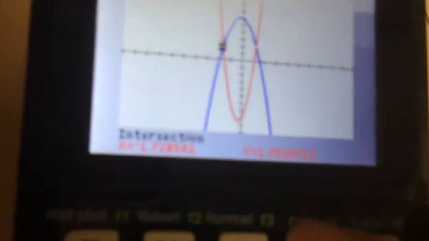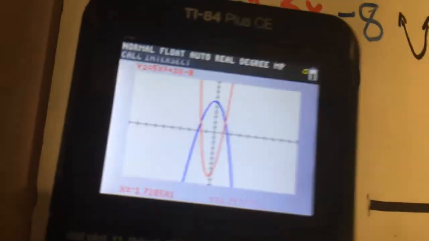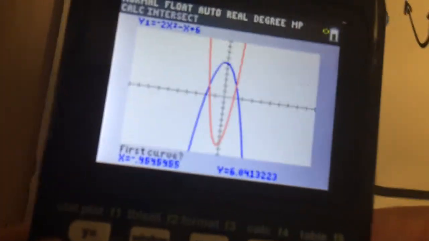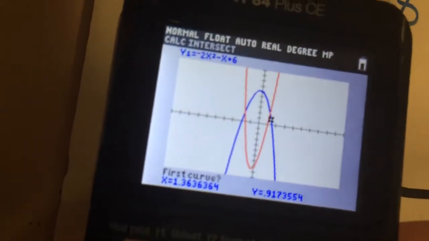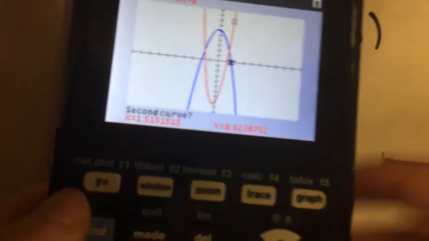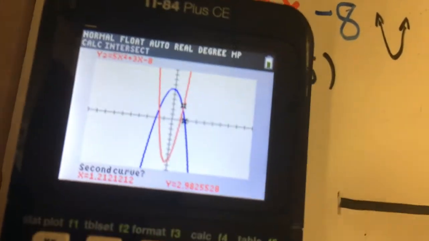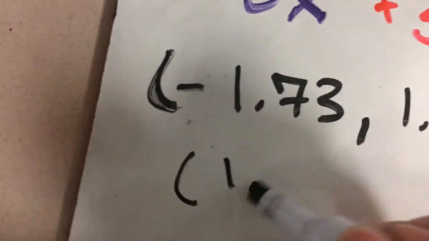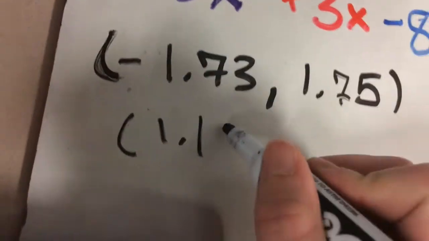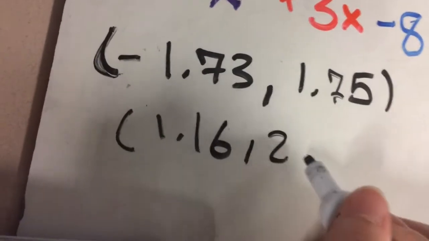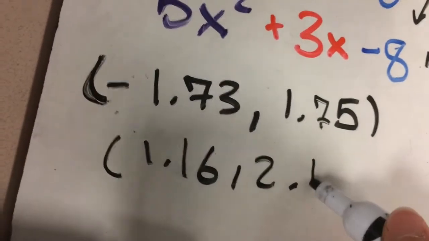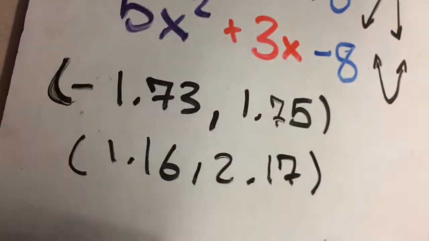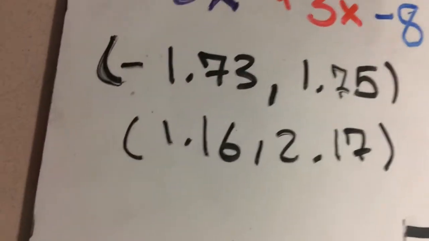And then to find our second one, we have to go back to second trace, intersect, and find the right intersect. That's good. And this is our second intersect: 1.16, 2.17. And those are the two intersection points.